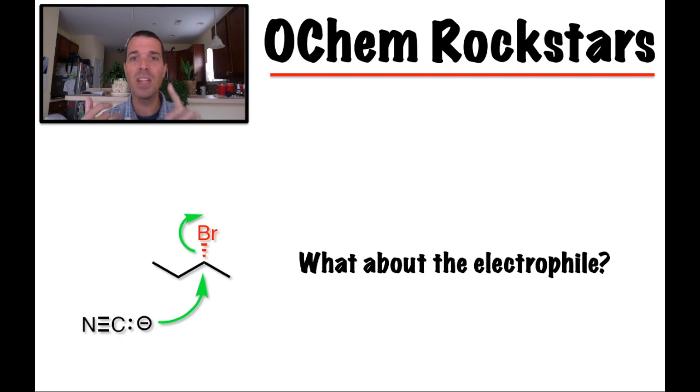So I said before, and I've said this numerous times, that nucleophiles can be negative or partially negative. Electrophiles can be positive or partially positive. And what you'll find a lot of the time is that electrophiles are going to be partially positive. Now, how do we figure that out?